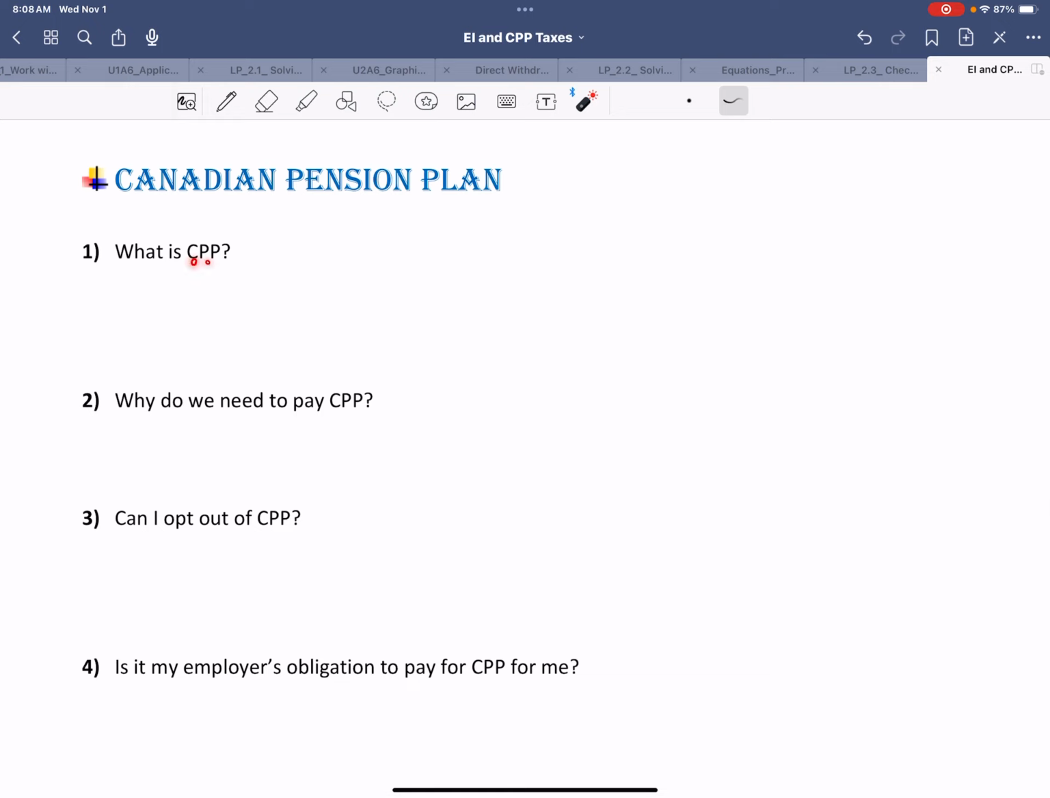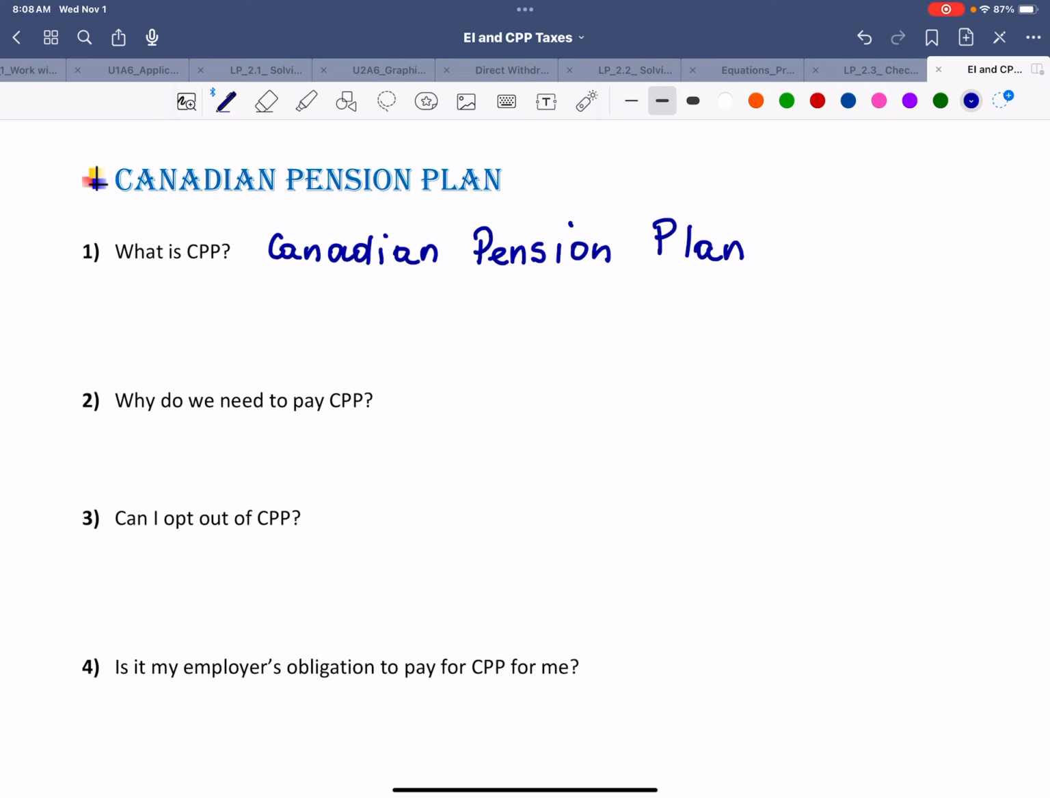So CPP is an acronym for Canadian Pension Plan. Now, the reason why we need to pay CPP is because it provides Canadians with earnings while they are no longer in the market, so they're no longer working. Now, can you opt out of CPP? The answer to this is no. We need to pay CPP because we need money even when we are unable to work, so when we get old.